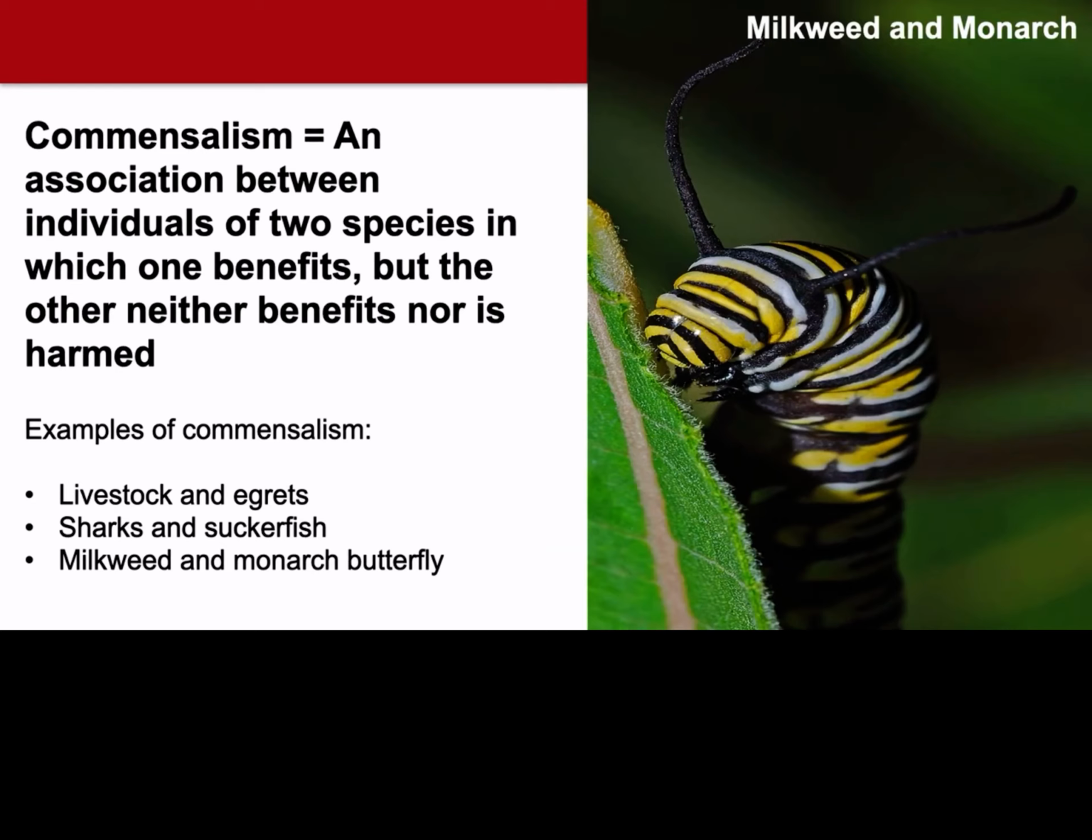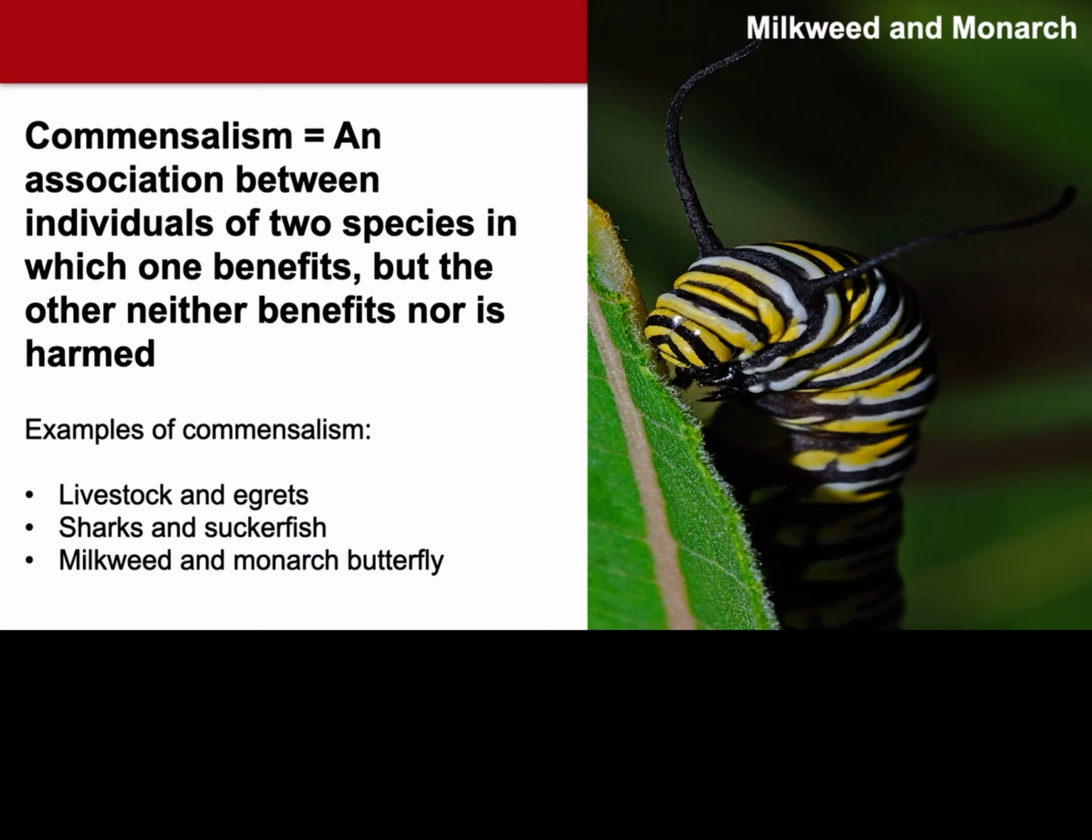Commensalism is a symbiotic relationship between individuals of two species in which one benefits, but the other species is unaffected. It neither benefits nor is harmed. An example of commensalism can be seen between monarch butterflies and milkweed plants. Adult monarchs lay their eggs on milkweed plants, and their caterpillars, or larvae, feed on the milkweed.